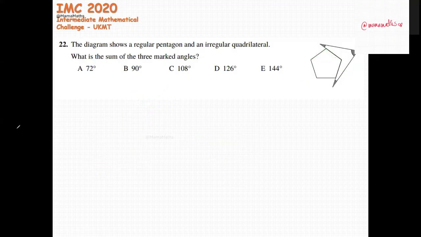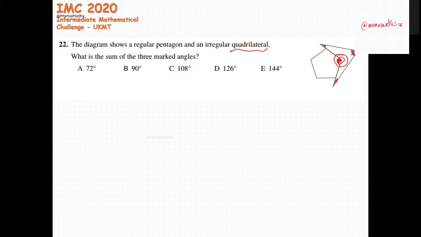So the diagram shows a regular pentagon and an irregular quadrilateral. What is the sum of the 3 marked angles? Now, if you could see, any quadrilateral, its interior angles will sum up to 360. So this, and also this sum up to 360. Now also, this whole lot is also 360 because the sum of an interior and exterior angle should sum up to 360. So basically, the angle here is equivalent to the sum of these 3 angles.